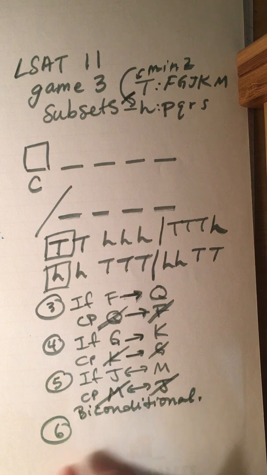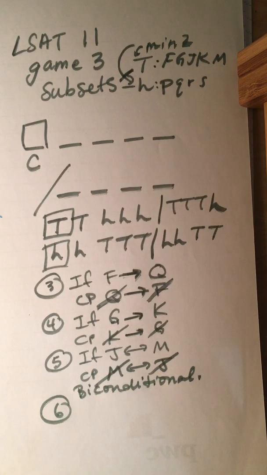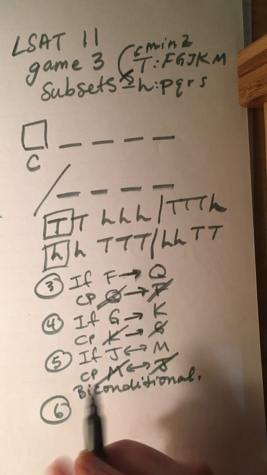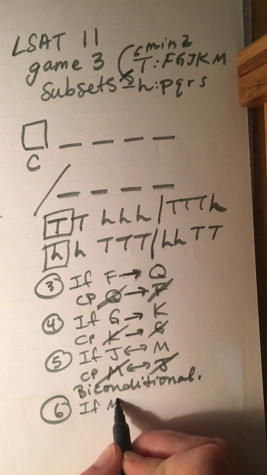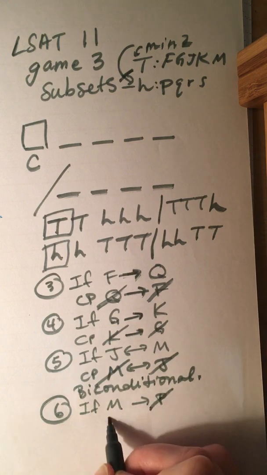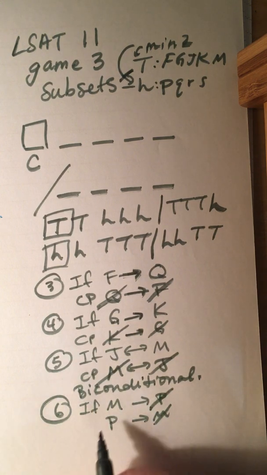Right, last rule, M and P cannot both be selected. So if M is selected, P is not. If P is selected, M is not.